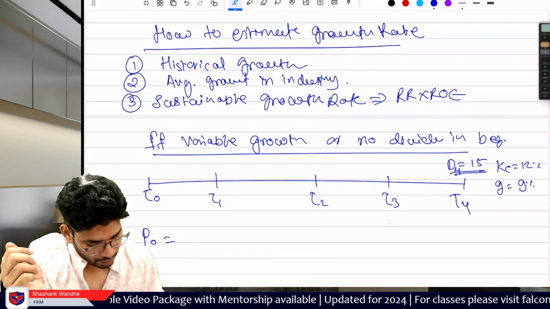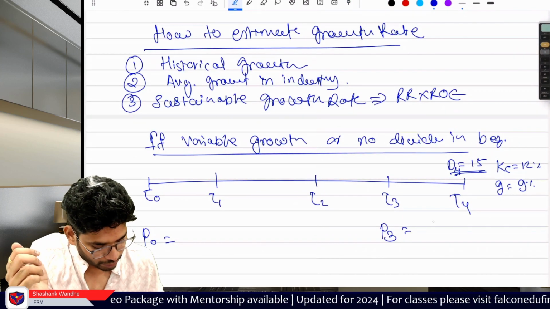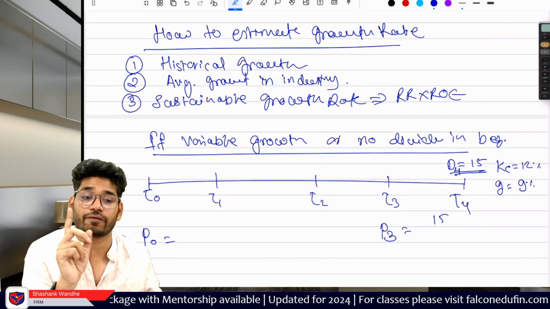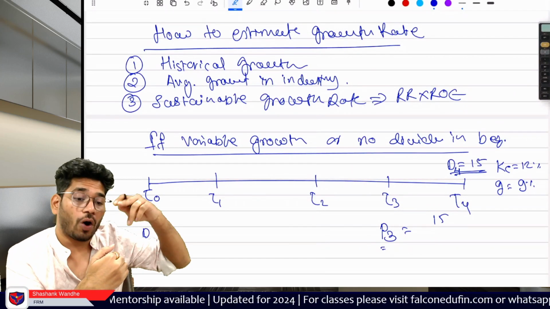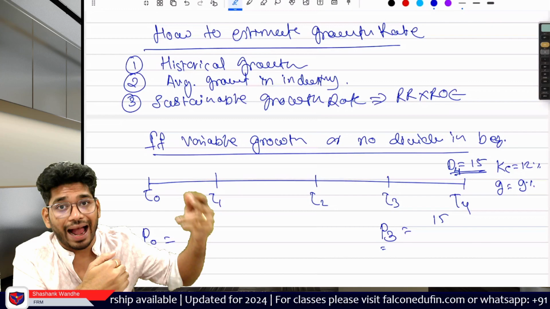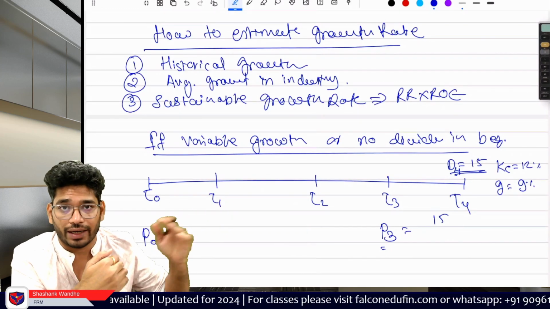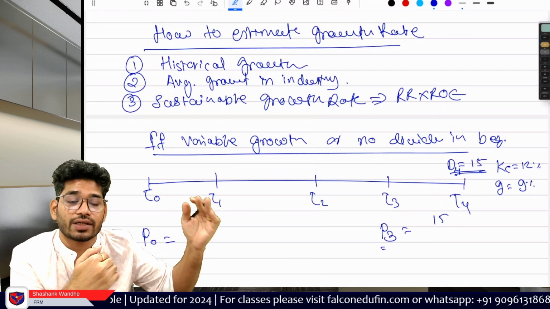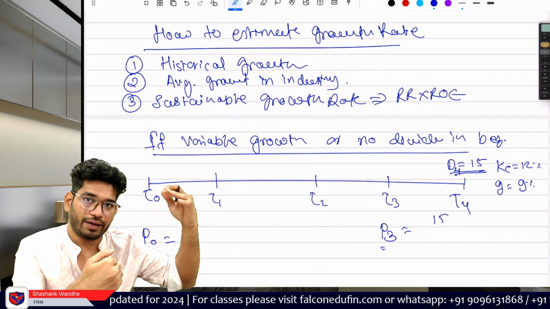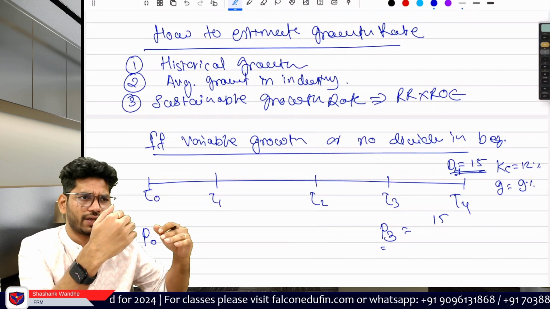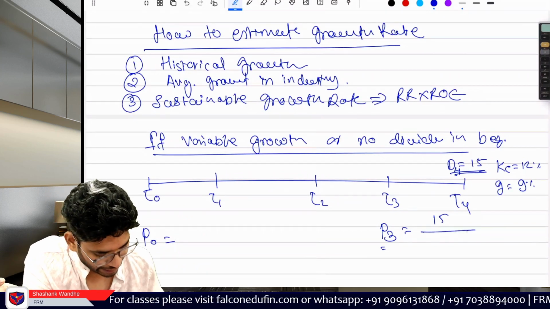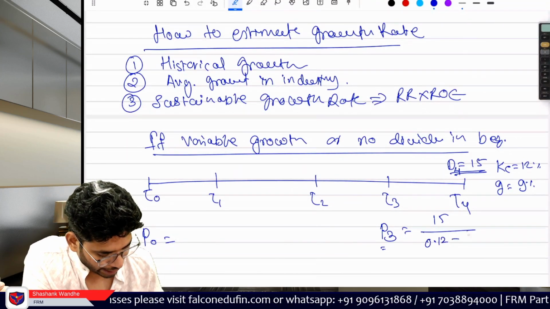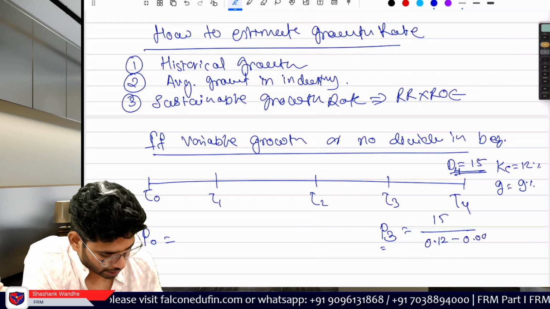So P3 is equal to 15, the dividend. You don't have to add growth here. Remember, we are calculating P3 and already taking the dividend at D4, one period later. So for P3, take the dividend of D4, and for P4, we'll take the dividend of D5. Then divide by 0.12 minus 0.09.